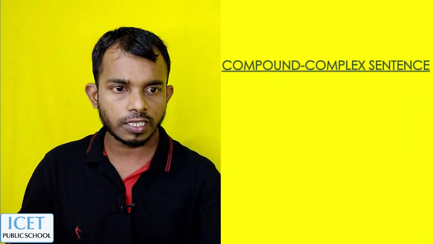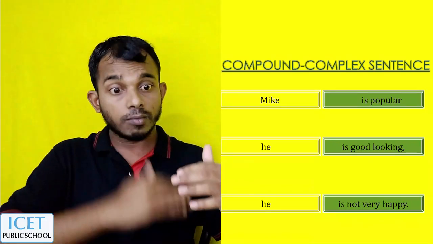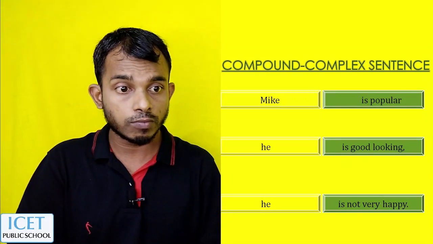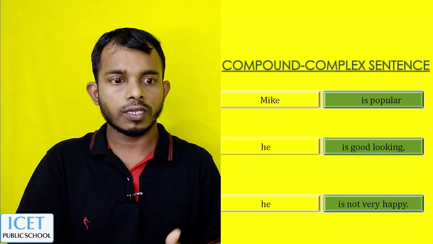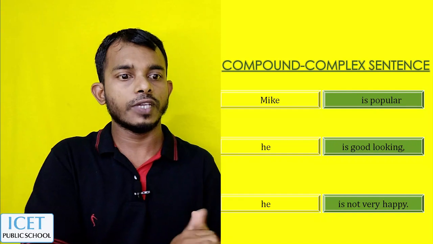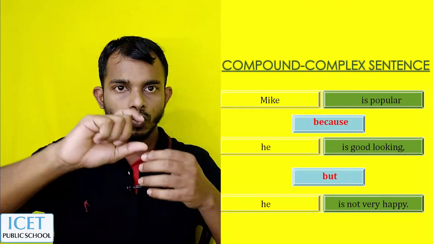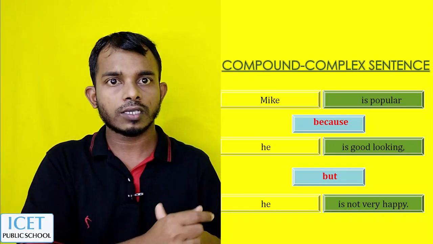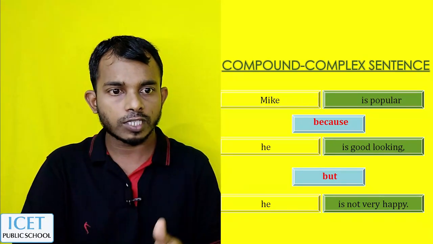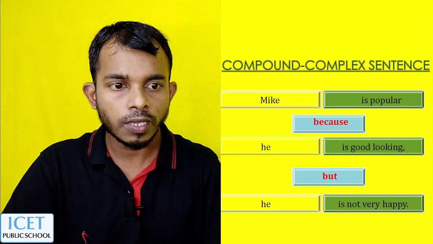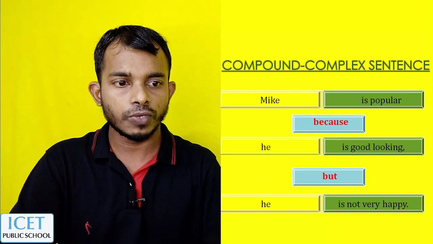Compound complex sentence, another example. It will be like this, one of the examples. Again, more ways are possible. Mike is popular. He is good looking. He is not very happy. Now what are we going to do? We added one subordinating conjunction and another coordinating conjunction. So how did it become the sentence? Mike is popular because he is good looking, but he is not very happy.